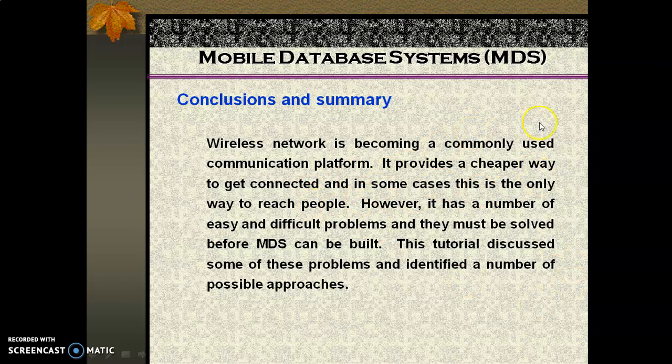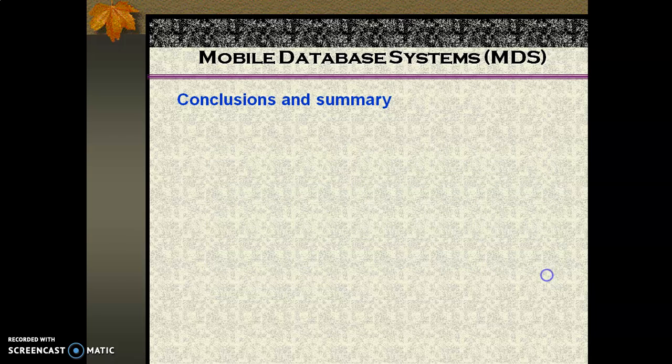Wireless networks are becoming a commonly used communication platform as it provides a cheaper way to get connected, and in some cases this is the only way to reach the people. However, it has a number of easy and difficult problems, and they must be solved before mobile database systems can be built. So this tutorial discussed some of the problems and identified a number of possible approaches for their solutions.